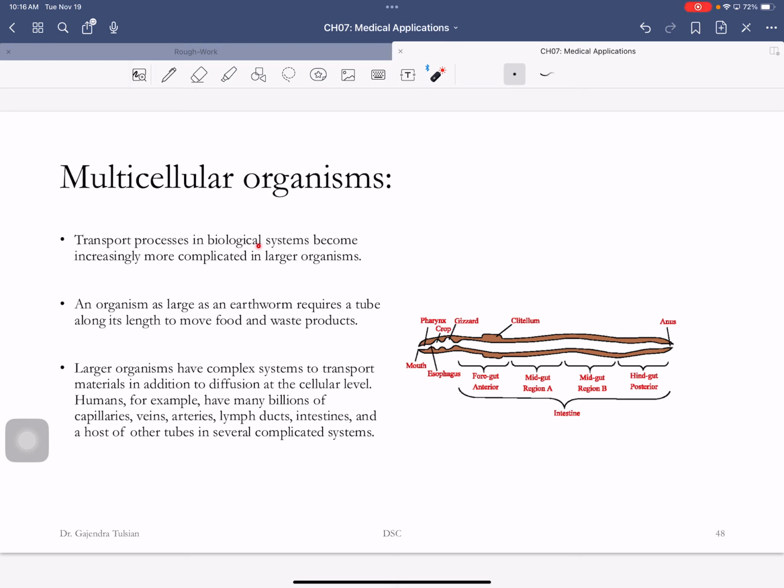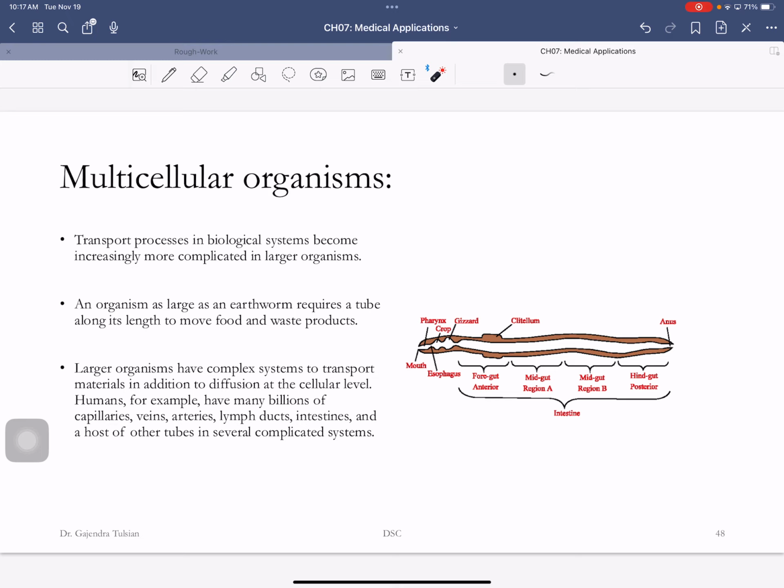The transport process in biological systems becomes increasingly more complicated in larger organisms. So even in an earthworm, you can't rely on diffusion alone. An organism as large as an earthworm requires a tube along its length to move food and waste products. Larger organisms have complex systems to transport material in addition to diffusion at the cellular level. So you're exchanging material via diffusion only in the last mile. So you have to have a transport system to transport stuff large distances.